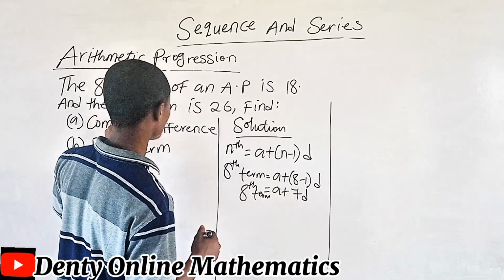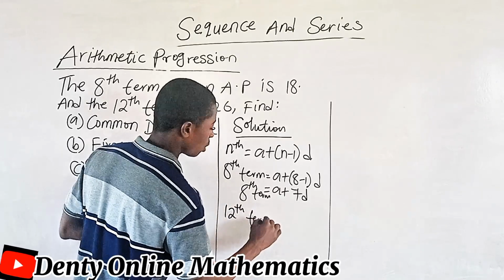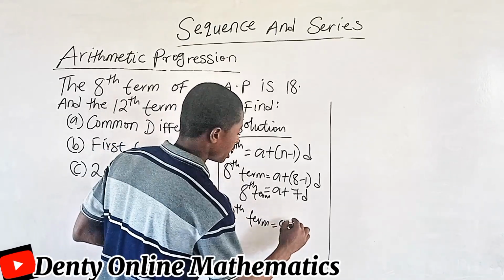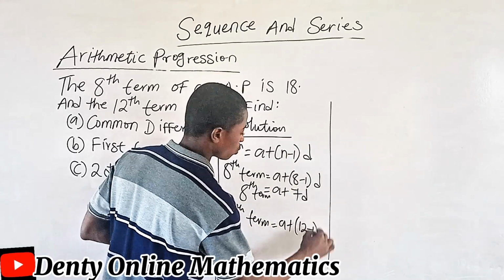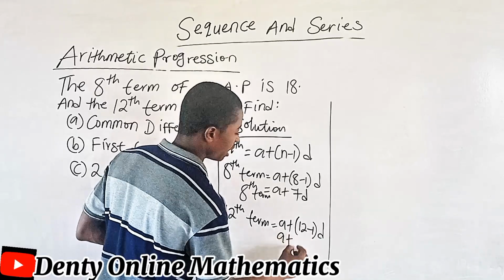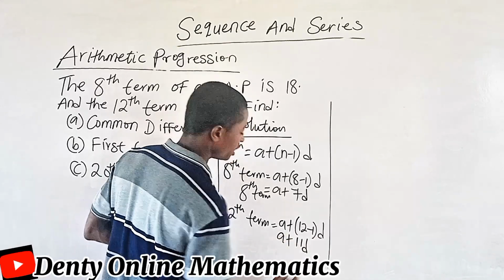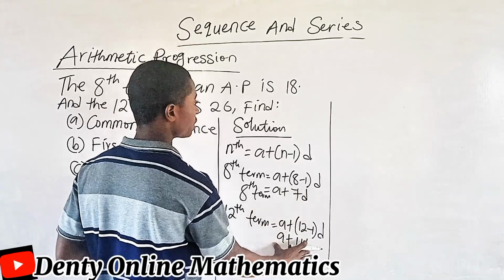Also, we are talking about the 12th term here. So the 12th term will be equal to, using the same rule, A plus (12 minus 1) D. This will give us A plus 12 minus 1 is 11, and 11 times D gives us 11D. So we have found the 8th term and also the 12th term.